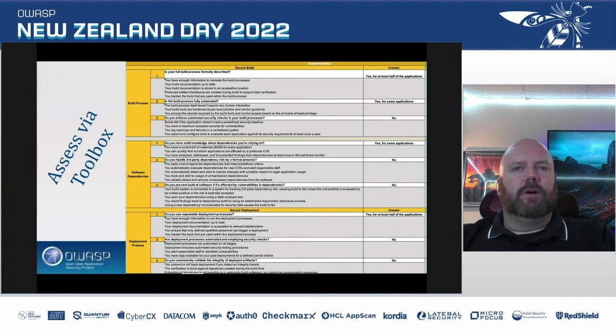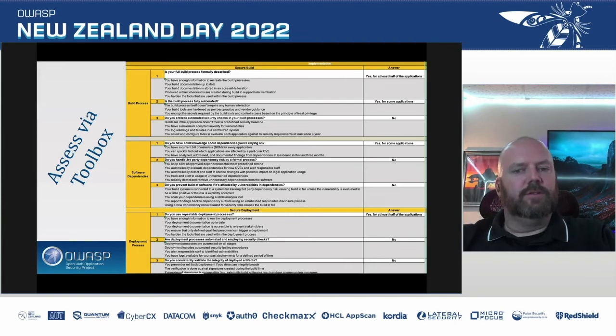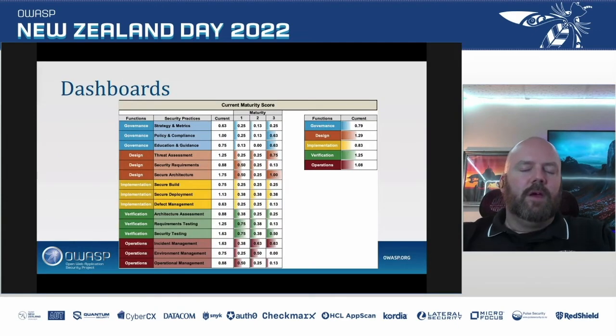And there's also SAMMy, which is another application that somebody's been working on to also try and collect data that way. Within the spreadsheet, we also have dashboards. So we try and give you a way to represent what your score is and where the different scores come from. So you can see, for instance, in this example, under education and guidance, the majority of the score is coming from activities that are typically expected to be part of a maturity level 3.